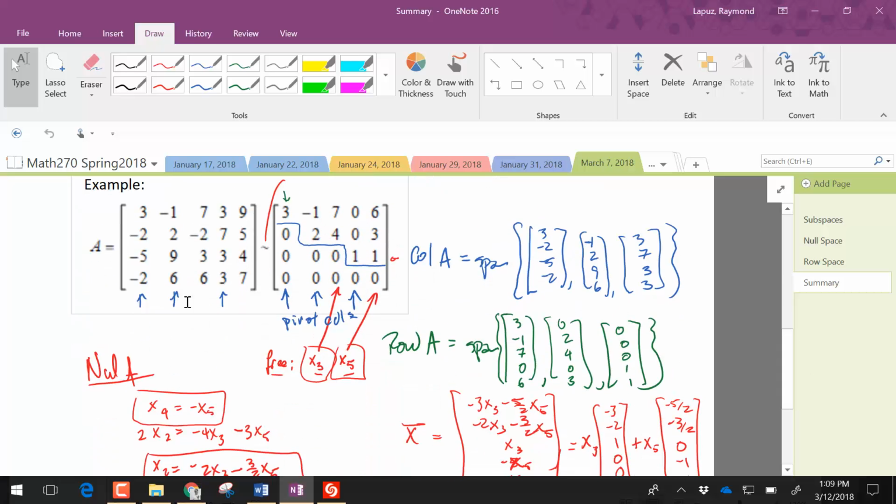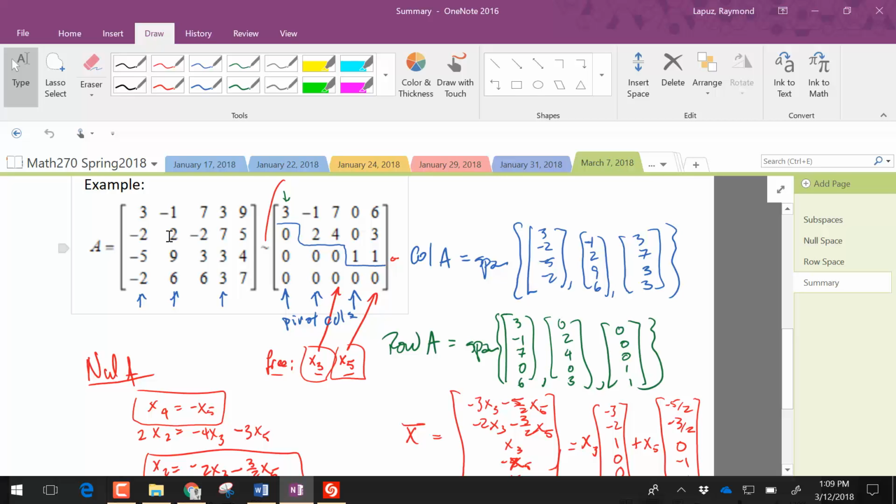So in this example we had a 4 by 5 matrix. The column space was a set of vectors in R4, and we had dimension 3. The row space was vectors in R5, and we still had dimension 3.